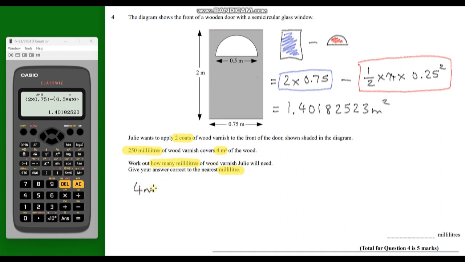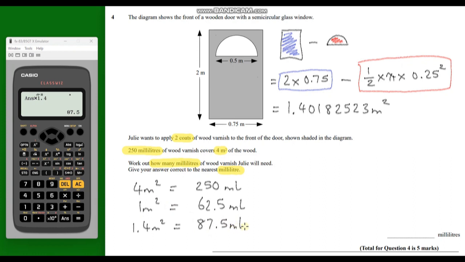So it says that for 4 meters squared, we need 250 milliliters, and we've got 1.4 meters squared. The reason I've left a gap is that instead of going straight from 4 to 1.4, first of all, I'm going to work out what 1 meter squared is, and that's quite easy because I can just divide by 4. So 250 divided by 4 gives me 62.5 milliliters. And now I can work out 1.4 by just multiplying this by 1.4.